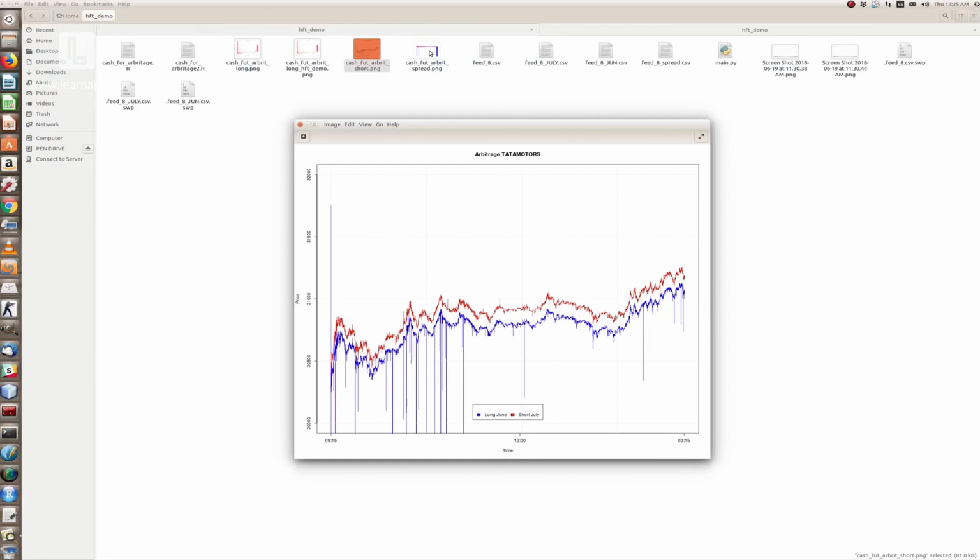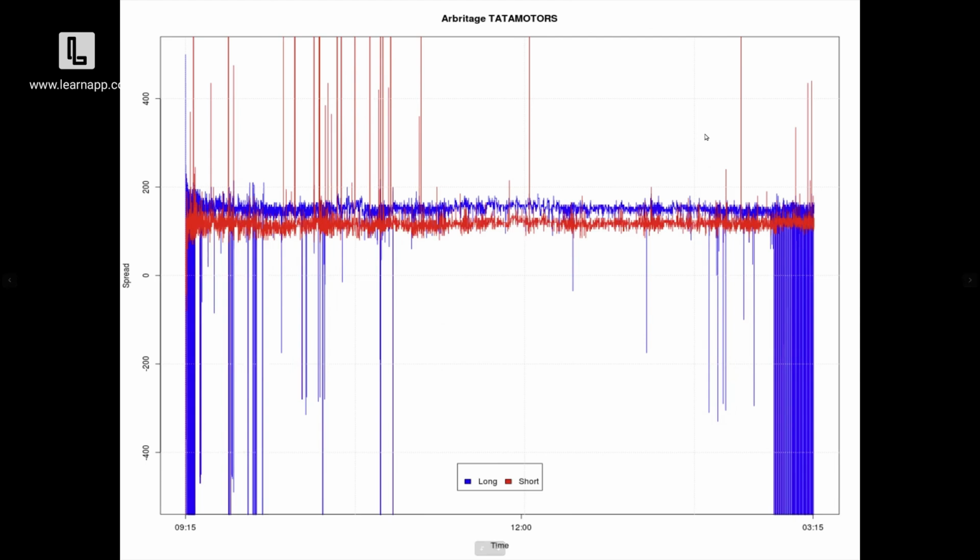Now let's see the spread. So our wind is red and the unwind is blue. So red minus blue is your profit. So we take red whenever red goes ahead of blue, and we take blue whenever blue goes below red. So as you can see, there is a huge number of opportunities during market close.